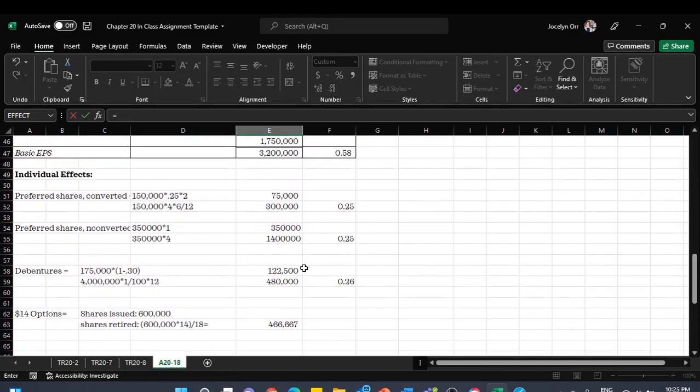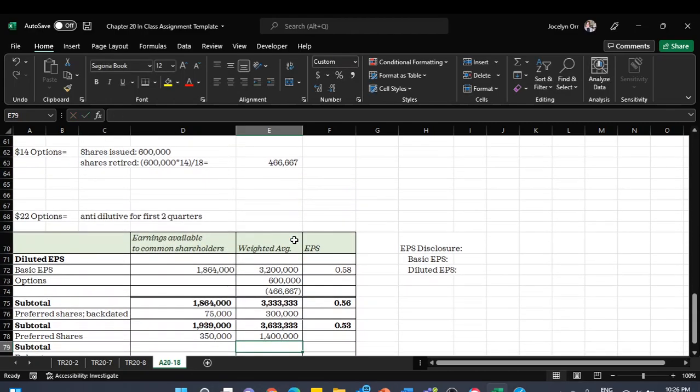350,000 was the impact to our numerator or our net income. And then we have an increase to the number of shares outstanding.